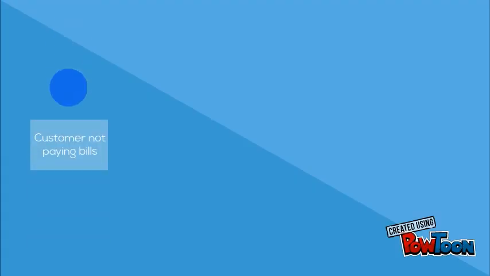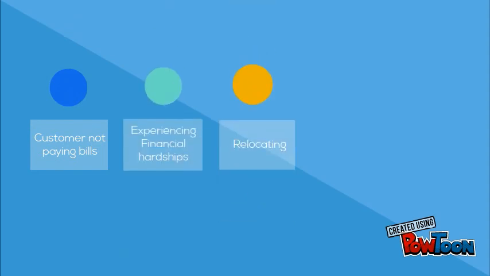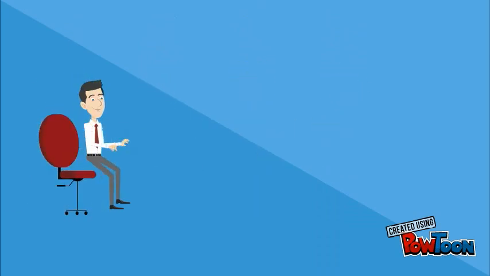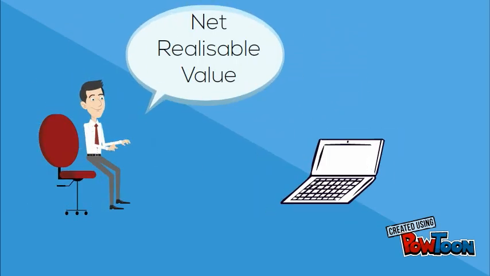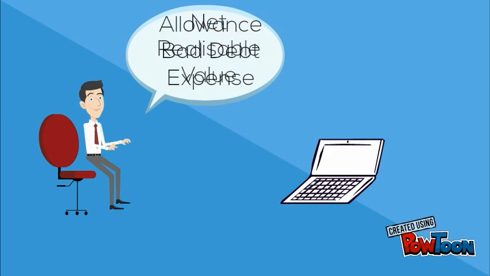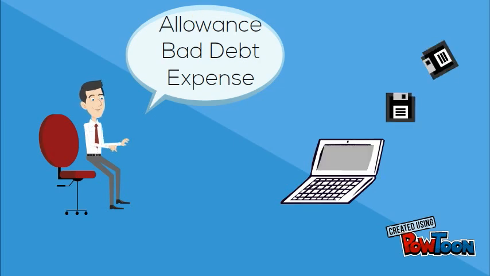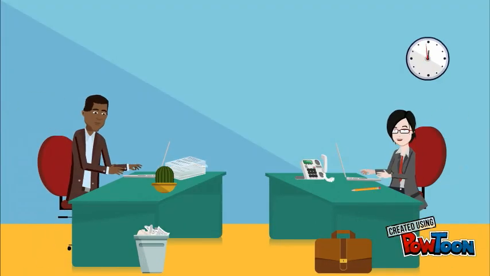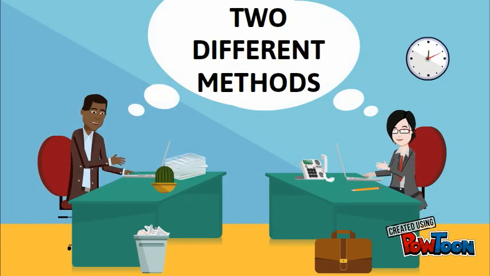Other reasons could include customers not paying their bills, experiencing financial hardships, relocating without paying, or refusing to pay. If this occurs, companies must record what they expect to collect using a net realizable value from their total receivables. We refer to this amount estimated not to be collected as allowance, and it is recorded as bad debt expense. This estimated number can be calculated using two different methods.